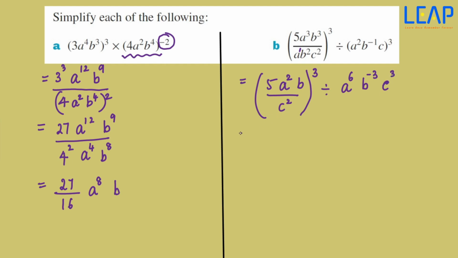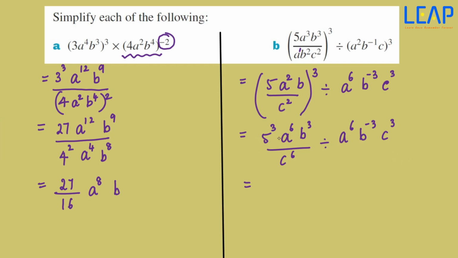Done. Now, again, simplifying this further, you just have to bring down the exponents. That would be 5 cubed, and then a to the power of 2 times 3, because exponent of another exponent. So 6, and then b cubed over, again, c squared raised to 3, which is c to the power of 6, divided by a to the power of 6, b to the power of negative 3, c to the power of 3. Now we can choose to apply the index laws. So I'm going to apply them all together.